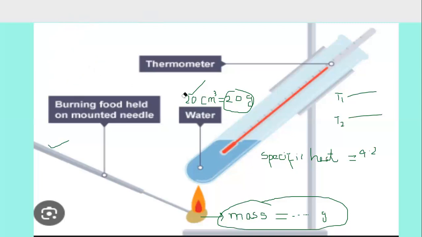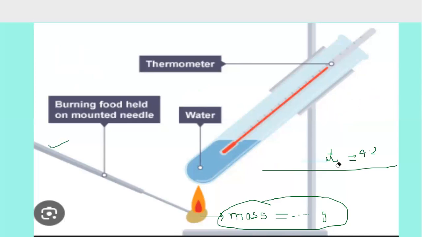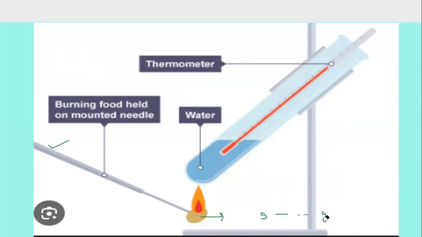So what values do we have? See, we have got the volume or the mass of water. We have got the specific heat of water. We have already measured the mass of the sample of the food. Initial temperature we have recorded, final temperature we have recorded, and now we just have to put them in the formula to get the energy content, the energy value of the food. So now let's see what the formula is and how we are going to put the values in the formula.